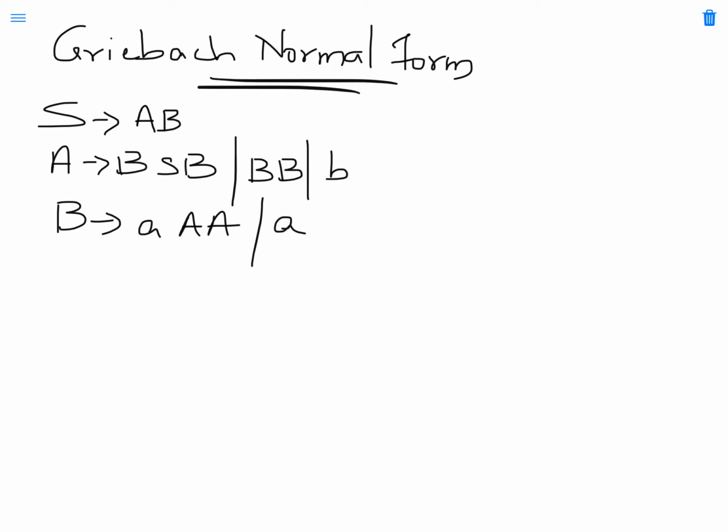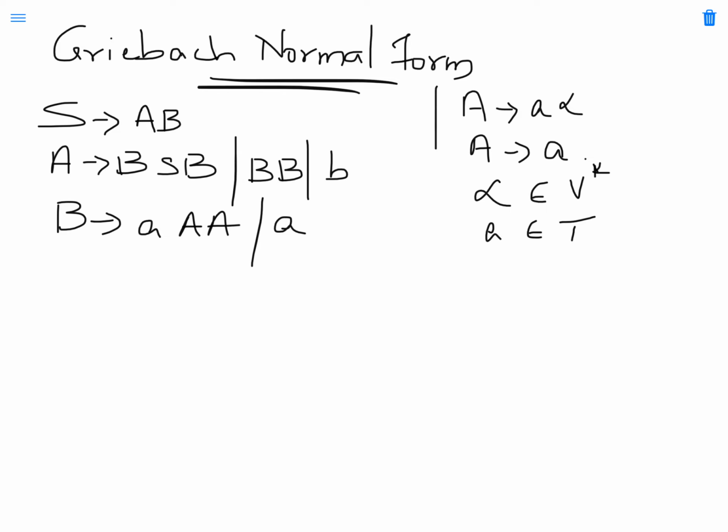That is, if the productions inside the grammar take the form A gives a alpha, or A gives a, where alpha belongs to variables and a belongs to the terminals, then we can say that the given set of productions satisfies the Greibach normal form. So our task is to convert the given set of grammar to Greibach normal form.